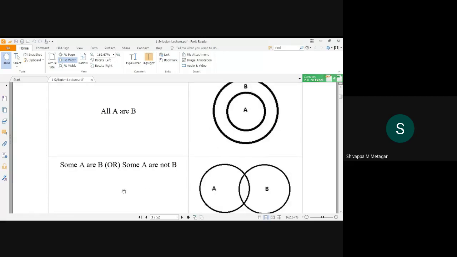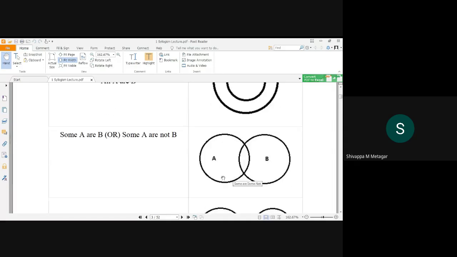Next, the reverse case: some A are B, or some A are not B. How do we represent this statement? Some A are B means the overlapping part indicates "some." Some A part is there in the B side, and some B part is there in the A side. This overlapping part is the part common to both A and B. So: some A are B, and some A are not B, which is the non-overlapping part.